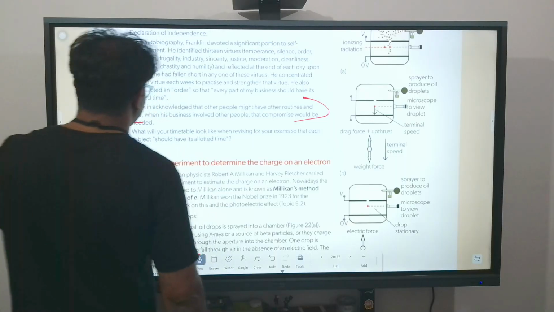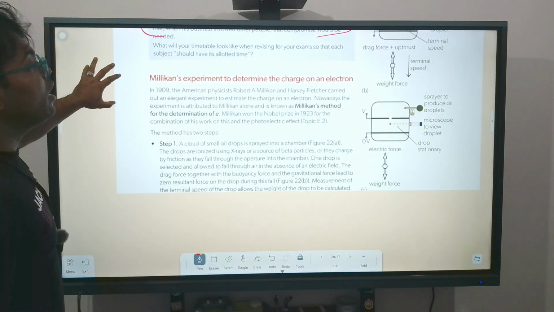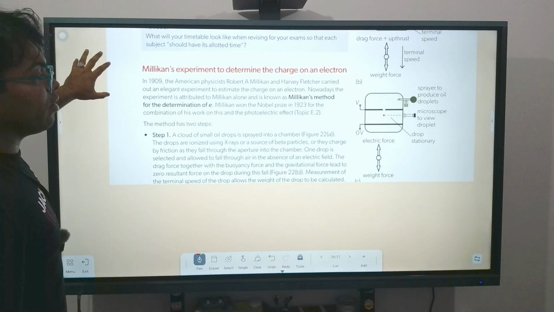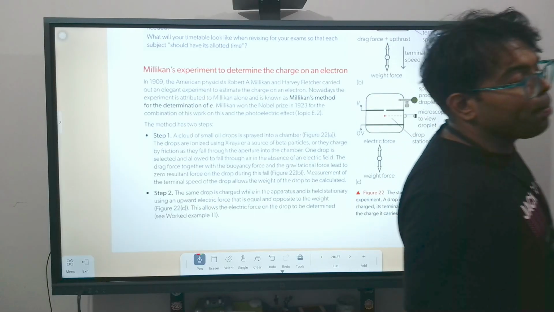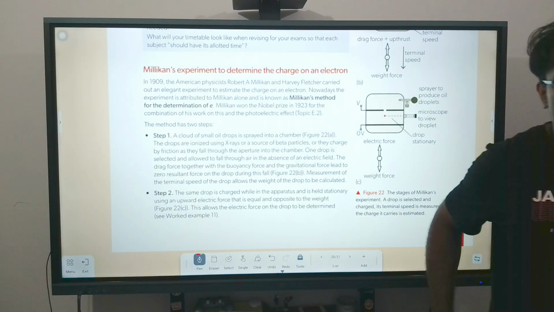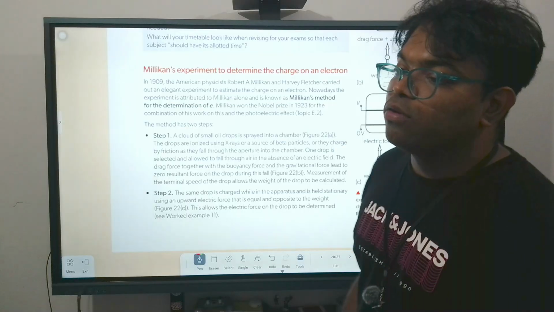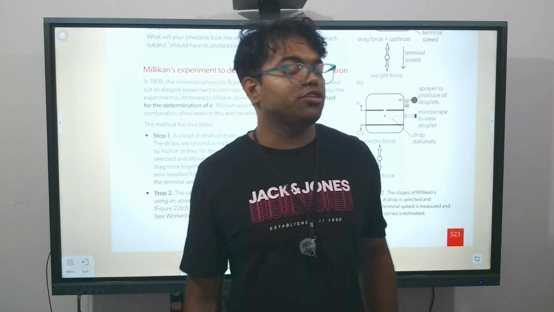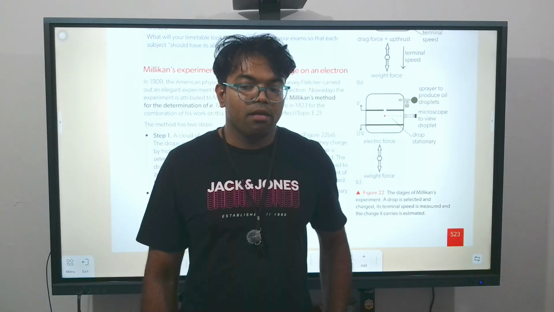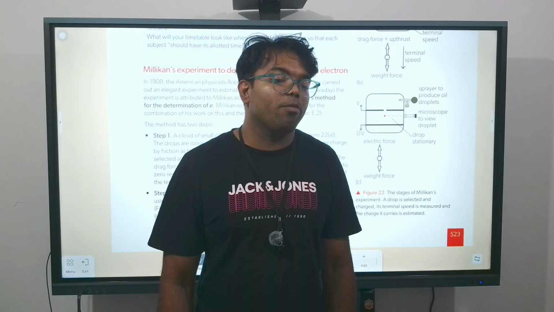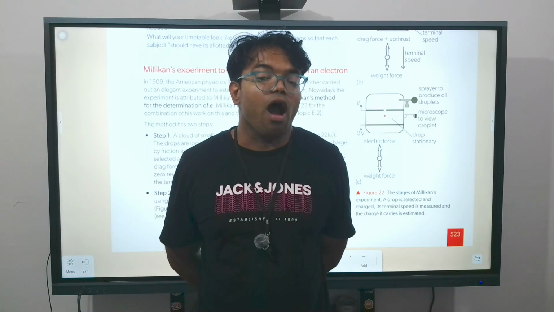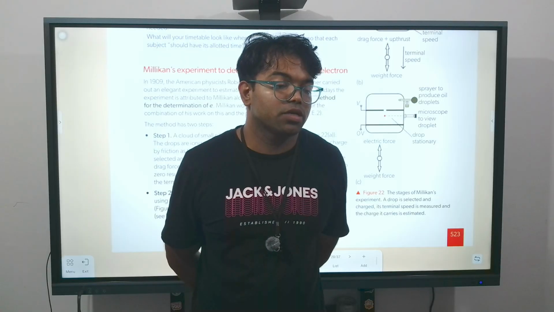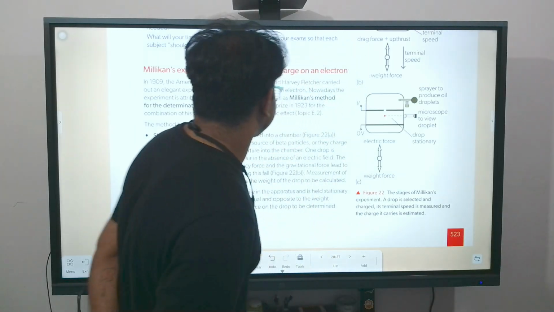Okay, very good. Now, Millikan's experiment to determine the charge of an electron. This is the famous oil drop experiment. J.J. Thomson was the one who basically found the charge to mass ratio of an electron. Millikan, with his oil drop experiment, was the one to actually determine how much charge there is in one electron.